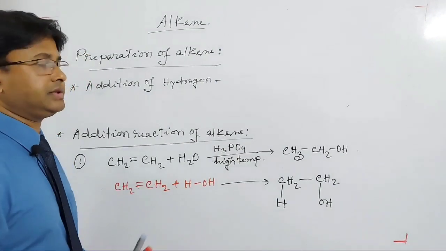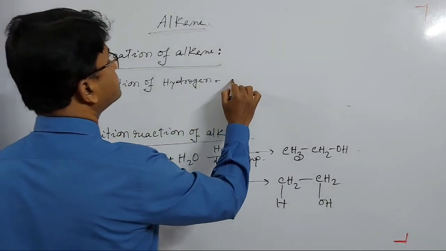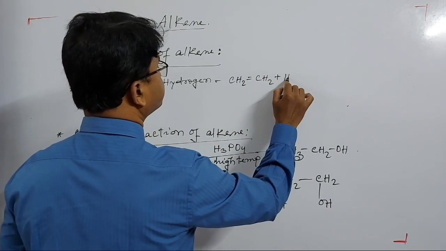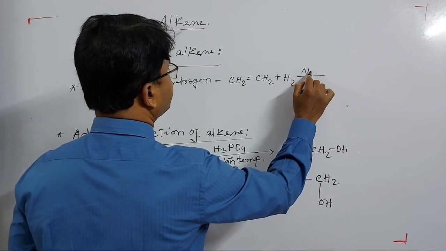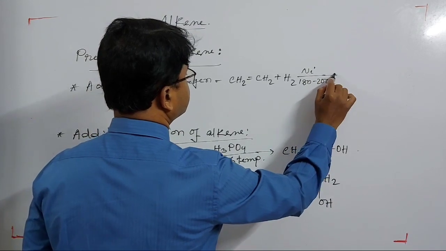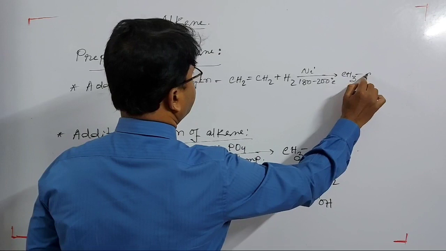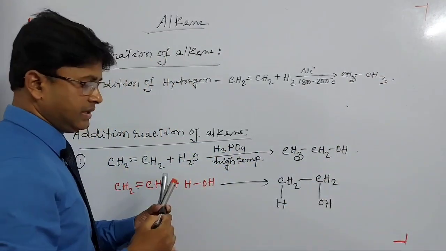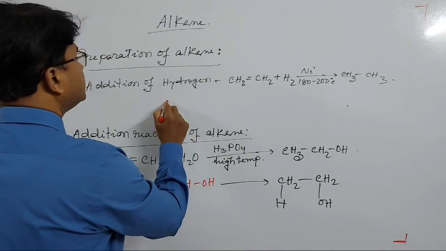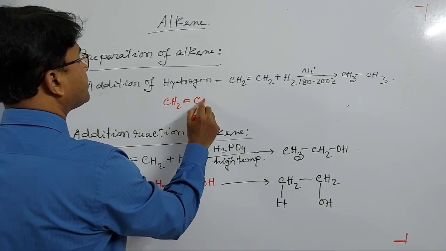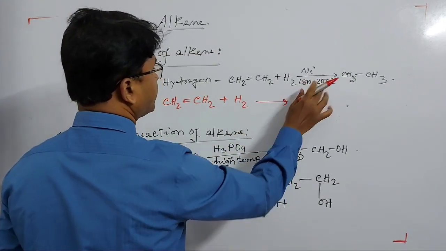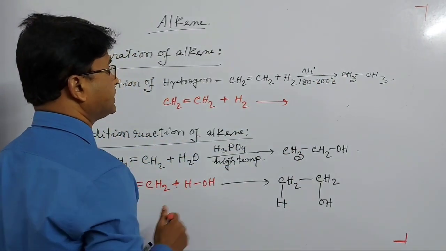Addition of hydrogen. Ethene reacts with hydrogen in the presence of nickel catalyst at 180 to 200 degree centigrade temperature to produce ethane. Dear students, again I would like to show you this reaction as structural formula. Ethene reacts with hydrogen in the presence of nickel catalyst and 180 degree to 200 degree centigrade temperature.